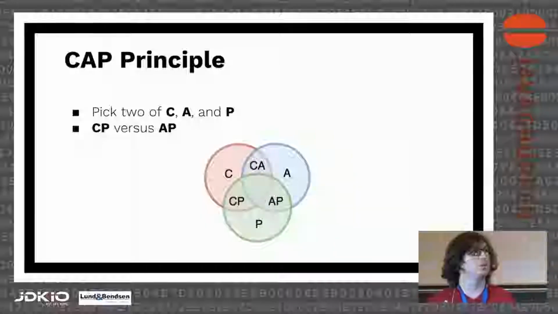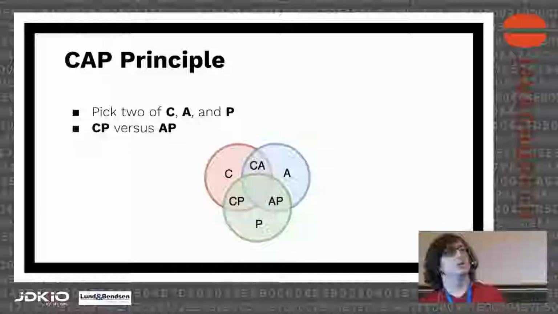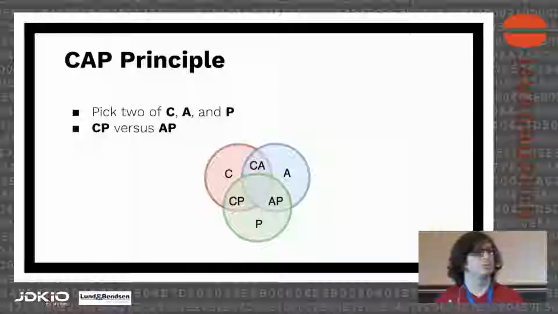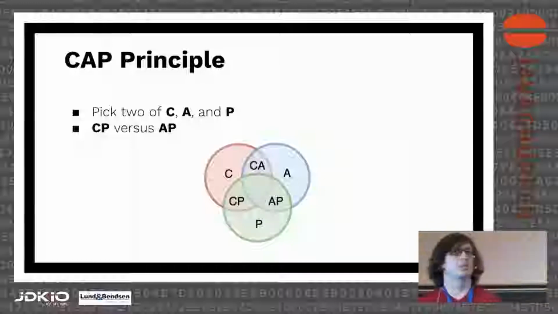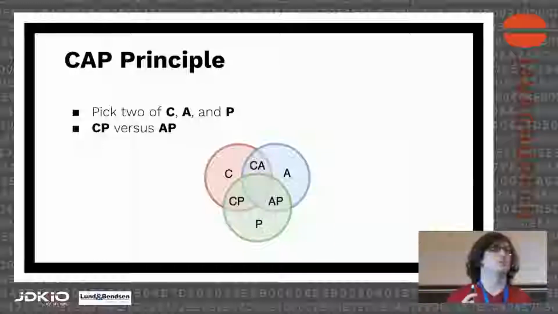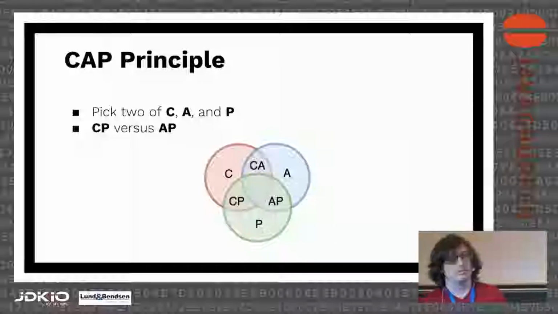And the most widely used tool is the CAP principle. It talks about three properties of a distributed data store: consistency, availability, and partition tolerance. And it says that we can have two out of these three properties. But in its essence, it basically says that we cannot achieve perfect consistency and perfect availability at the same time in the presence of network partitions.